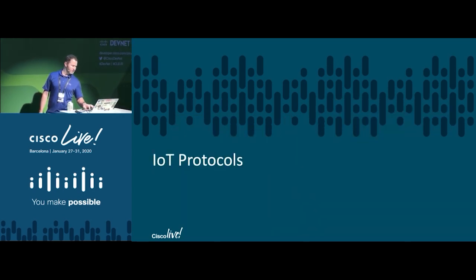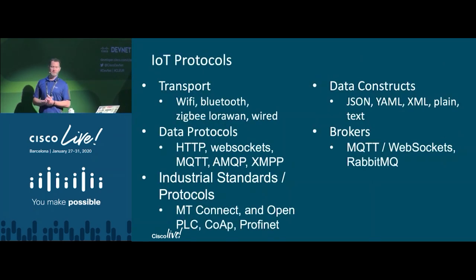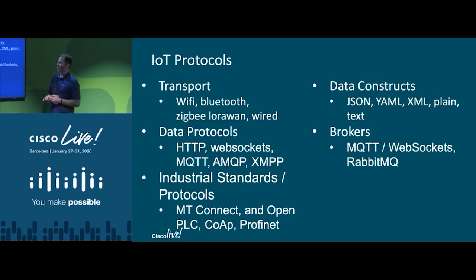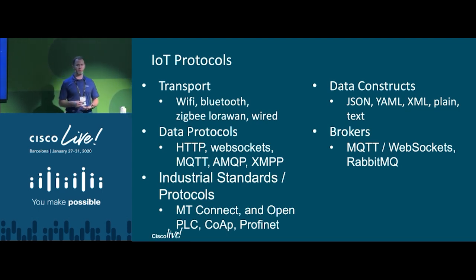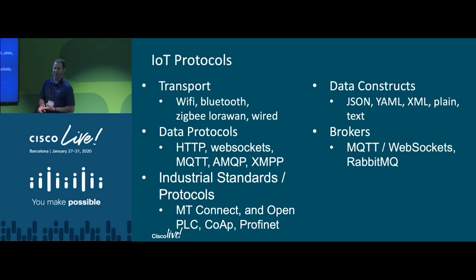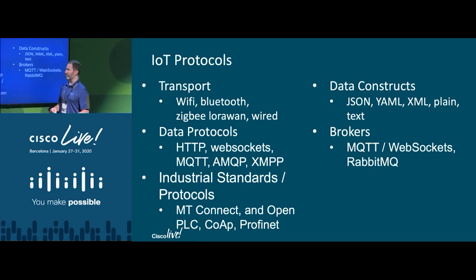That said, getting into IoT protocols, and there are quite a bit. I'm mentioning a few here. These are just a few of the big ones I'm bringing up, but you have your basic types of transport. So you have Wi-Fi, Bluetooth. We talked about that in the connectivity part. That's how you're getting the data from one place to the other. That's how the connectivity ties in, a wire, that type of thing.